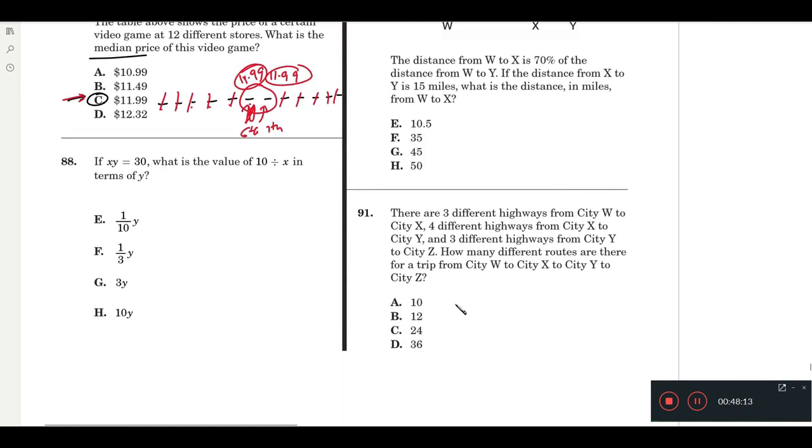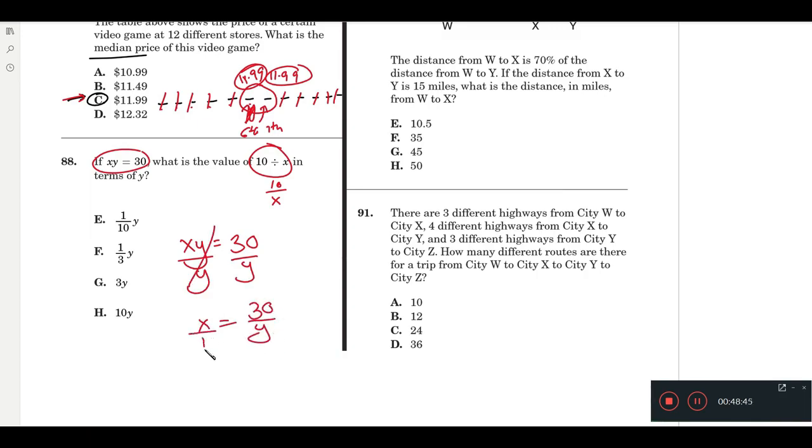Let's go for 88. xy is equal to 30. What is the value of 10 divided by x in terms of y? So 10 divided by x means 10 over x, right? That's what they want. What is 10 over x? Well, first of all, can I solve for x first? Divide by y. Yeah. So x is equal to 30 over y.